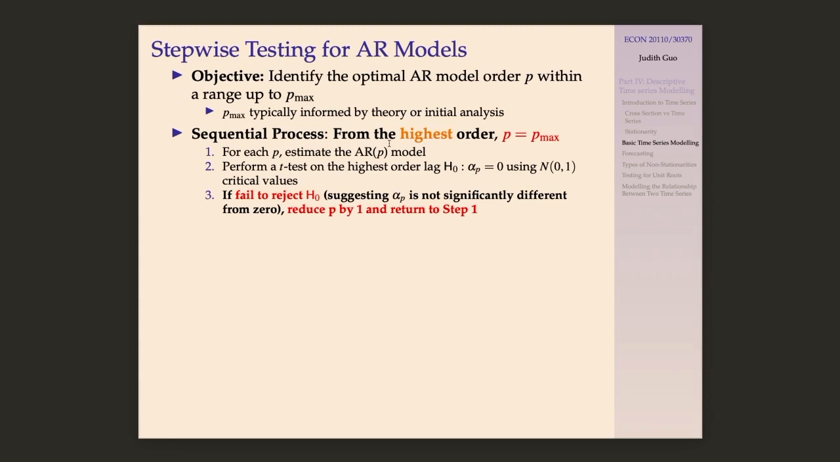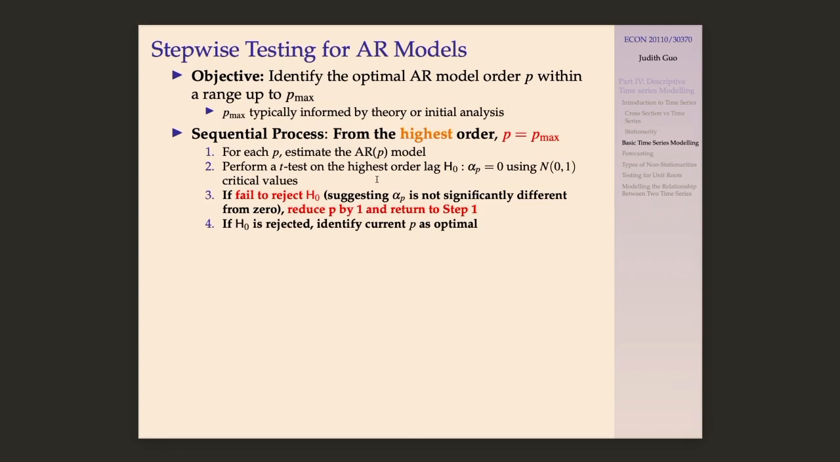We estimate the AR5 model, and then we do the t-test on the highest order lag of the AR5 model, which is alpha 5. We continue this process until we reach the first rejection. If the null is rejected, then we identify the current value of p as the optimal one.